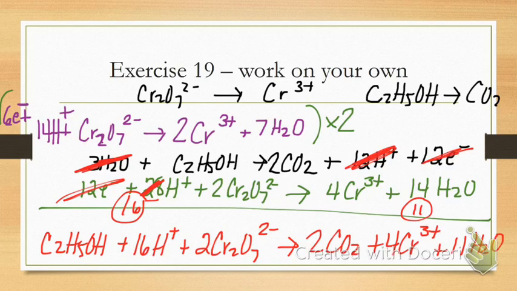All right, let's double check. Does everything balance? Do I have 16 hydrogen on both sides? Not 16 hydrogen. Wrong. 16 plus 6. Do I have 22 hydrogen on both sides? Sorry about that. Yes. Do I have 4 chromiums on both sides? Yes. Do I have 2 carbons? Yes. 14, 15. Do I have 15 oxygen? Yes. So, and my charges are balanced, so we're good.